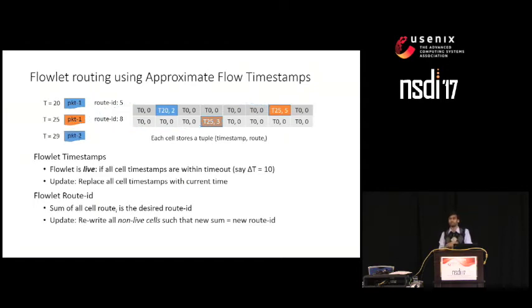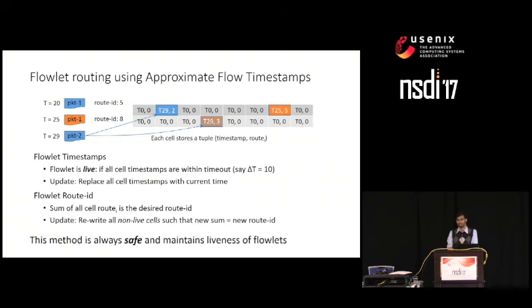Finally, if a packet of the blue flow comes along again within the Flowlet timeout, we'll realize that this is a live Flowlet because all the timestamps are within 10. Since this is a live Flowlet, we cannot reroute it to a new ID. We would have to look up the current route ID, which we can find out by just adding the two cells' values, which is 2 plus 3 in this case. And this method is always safe, and it maintains the liveness of flows in the sense that it will never reroute an active flowlet. And this is required for correctness, essentially.